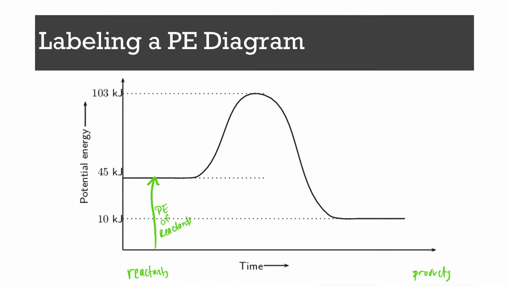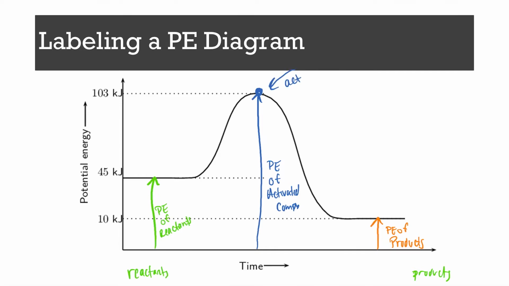Over here, this is our PE of our products. So how much stored energy is in our products? So this blue line up to the very top, that is our PE of the activated complex. So right there, that blue dot, that is your activated complex, that middle section.